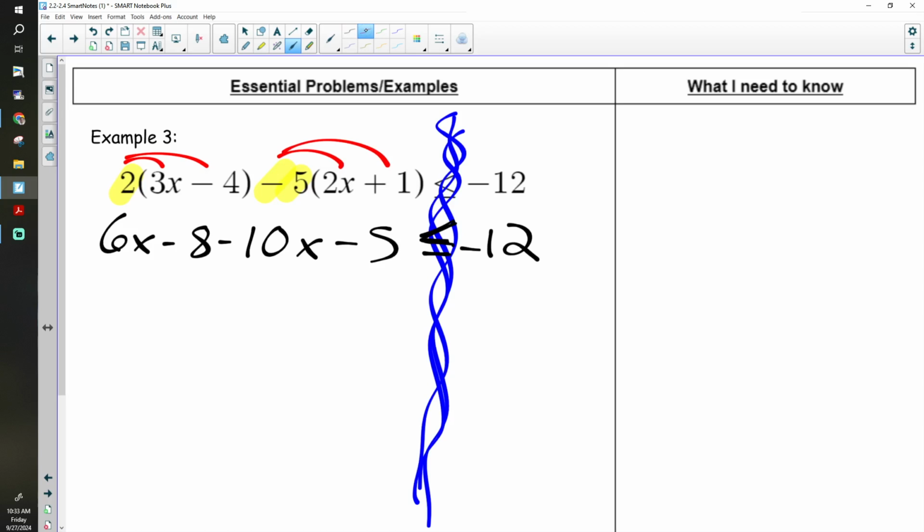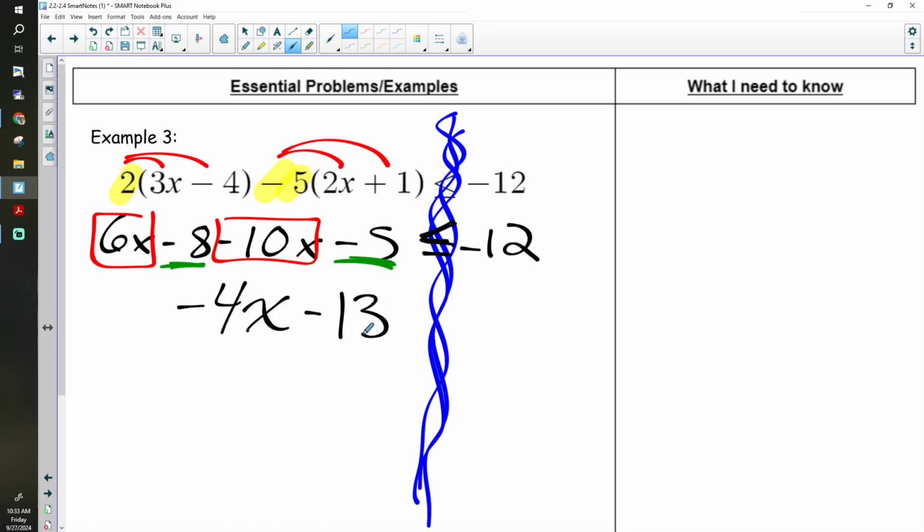All right, left side. Come on. Focus, focus. Lock in. I know it's Friday. What are our like terms? 6x and negative 10x, and then negative 5. Okay, like terms we add. So 6x and negative 10x give me negative 4x. Negative 8 plus negative 5 is negative 13, which is less than or equal to negative 12.